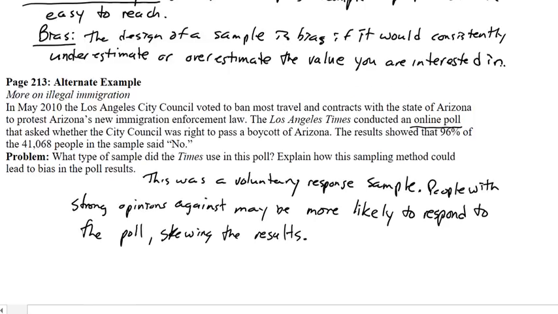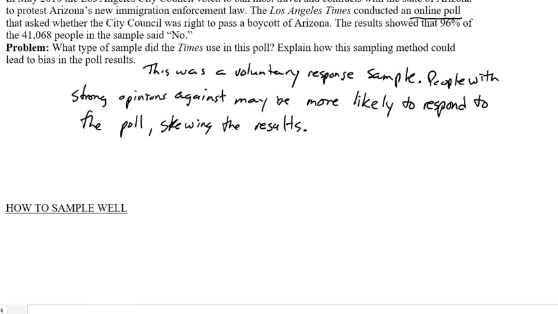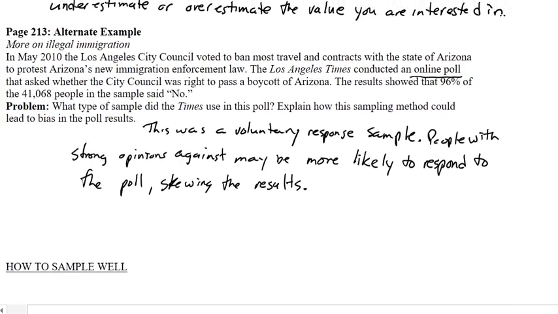So we talked about how to sample badly, but how do we sample well? And by the way, in this last one, skewing the results, it's obviously likely that the 96% is much higher than the actual percent of LA residents that would respond no. All this shows is that 96% of the people who cared enough to get on and voluntarily respond said no, but it doesn't mean that 96% of all the people in LA would say no.